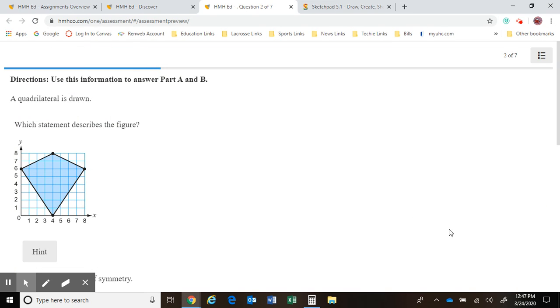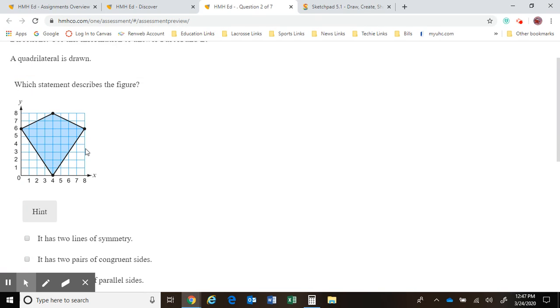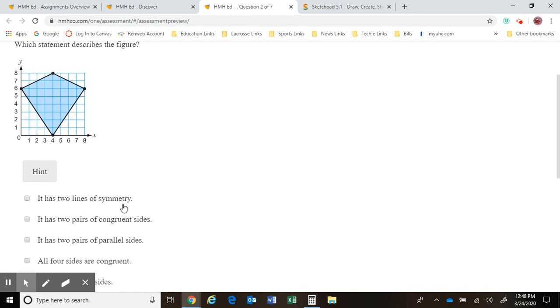Next. All right, a quadrilateral is drawn. Quadrilateral, 4-sided figure. Which statement describes the figure? Okay. Has 2 lines of symmetry. So can I draw a line in 2 places that would cut this so I could fold it on top of itself and every side would match up? Every side would correspond. Well, it looks like I could draw one through here, but I can't draw one here and fold over to match. So it doesn't have 2.